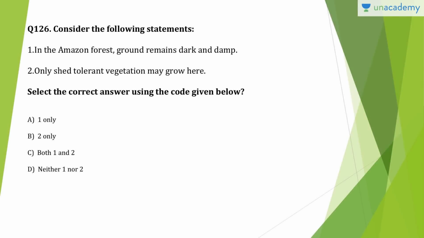Question number 126. In the Amazon forest, ground remains dark and damp. Yes, this is correct. Only shade tolerant vegetation may grow here. Yes, so answer here is C, both 1 and 2, because you do not get sunlight much here.